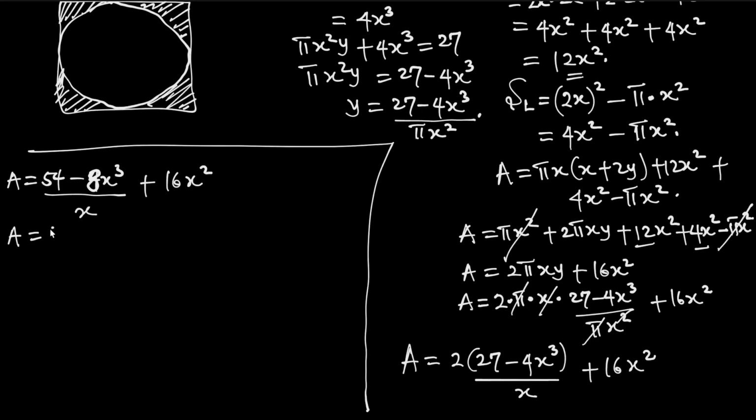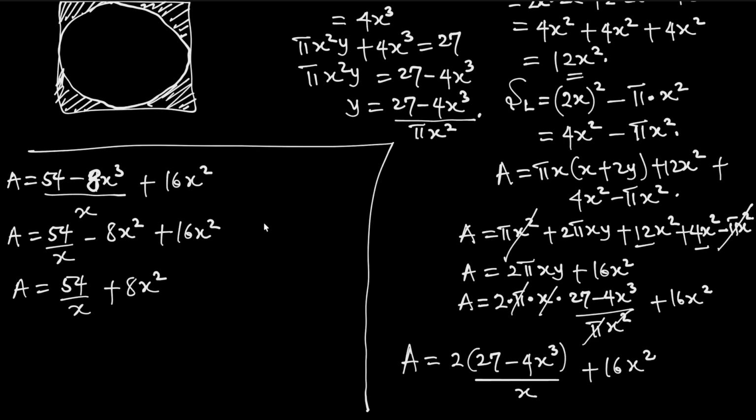So A equals 54 over x minus 8x squared plus 16x squared. So A equals 54 over x plus 8x squared as required.